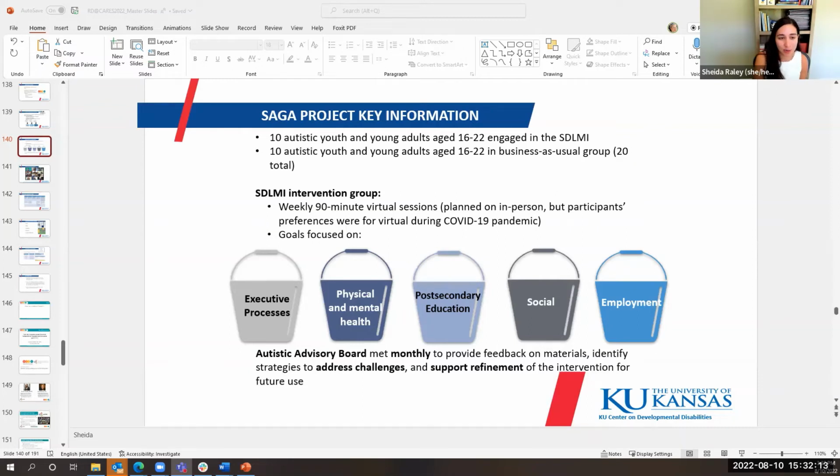So these were 90-minute virtual sessions that we engaged in, and our goals focused on the buckets that you see on the screen. So executive processes, self-management, self-regulation, physical and mental health, so exercising, strategies to reduce anxiety, post-secondary education, exploring jobs and activities on campus and social activities, and also employment, so identifying the career that they really liked. In addition to a wonderful co-researcher who has lived experience with autism, we also had an autistic advisory board who met monthly and supported us on materials, identifying how to adjust challenges, and supporting refinement.